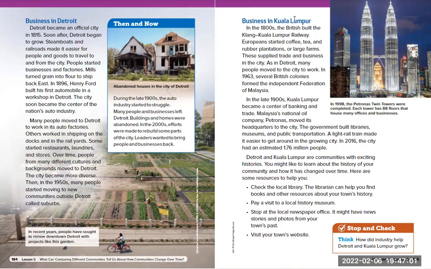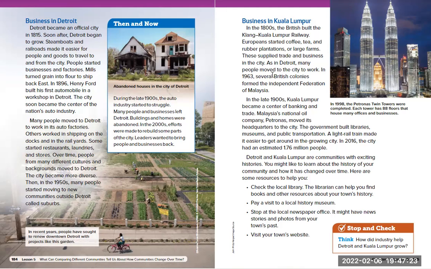For Malaysia or Kuala Lumpur, you can see that Europeans started coffee, tea, and rubber plantations. This isn't to say that there weren't already trades happening over there, but these were bigger ones that they started using or they started creating on the land in Malaysia.